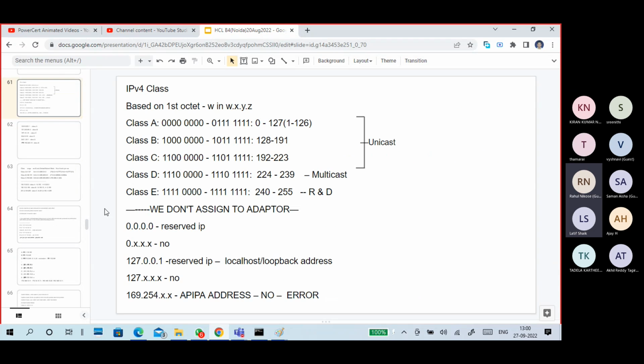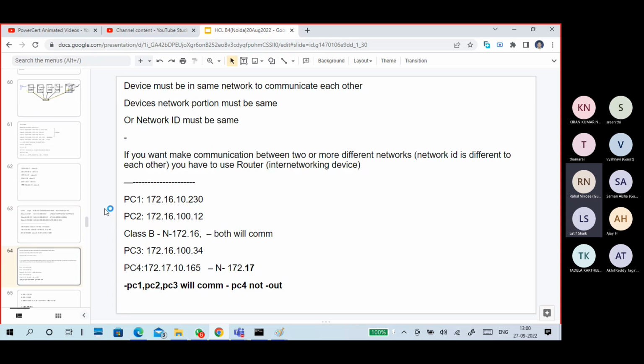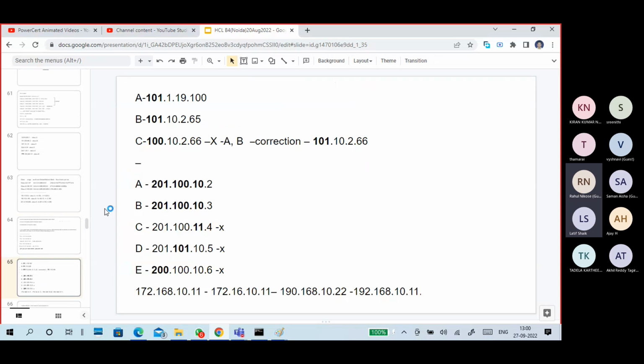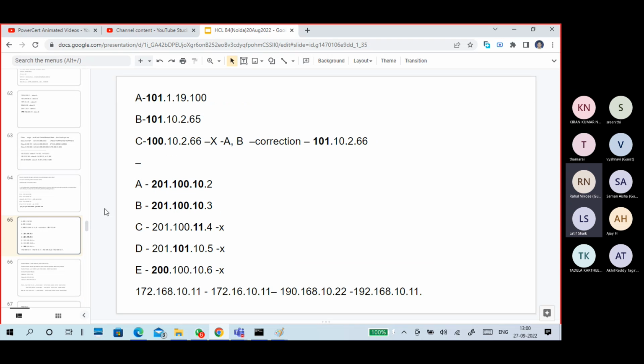Guys, do you understand network and host portions? Yes, sir. Okay. For starters, it looks like there will be a little confusion. It's no problem. Just take multiple IP addresses and you can see them.